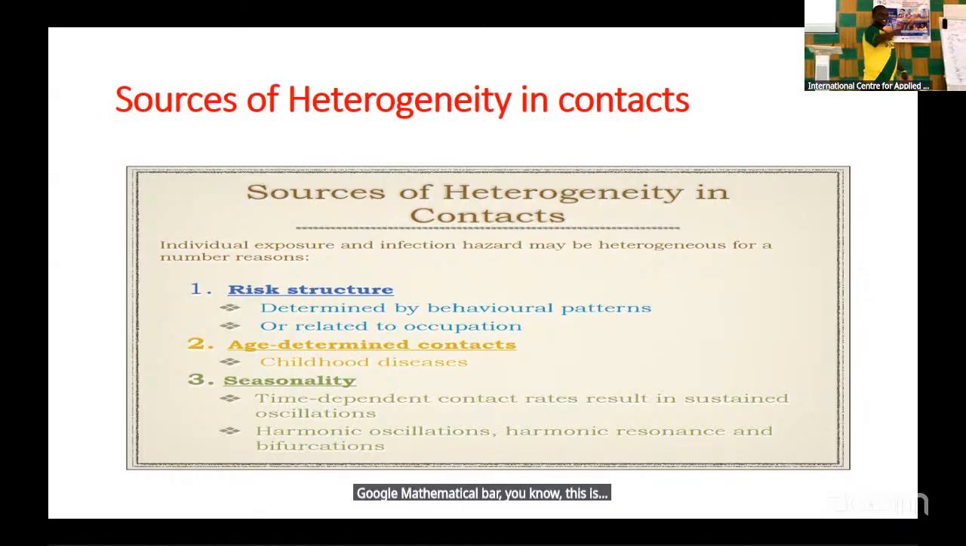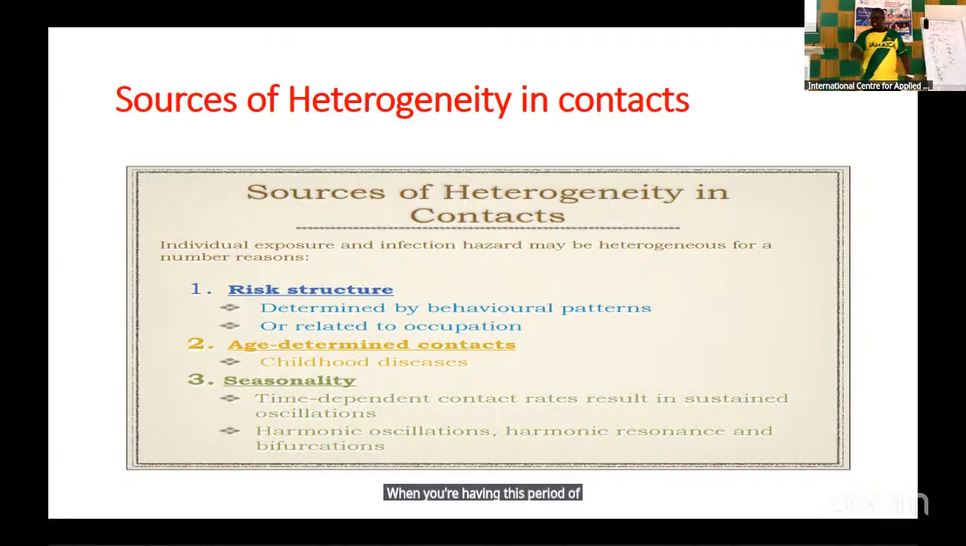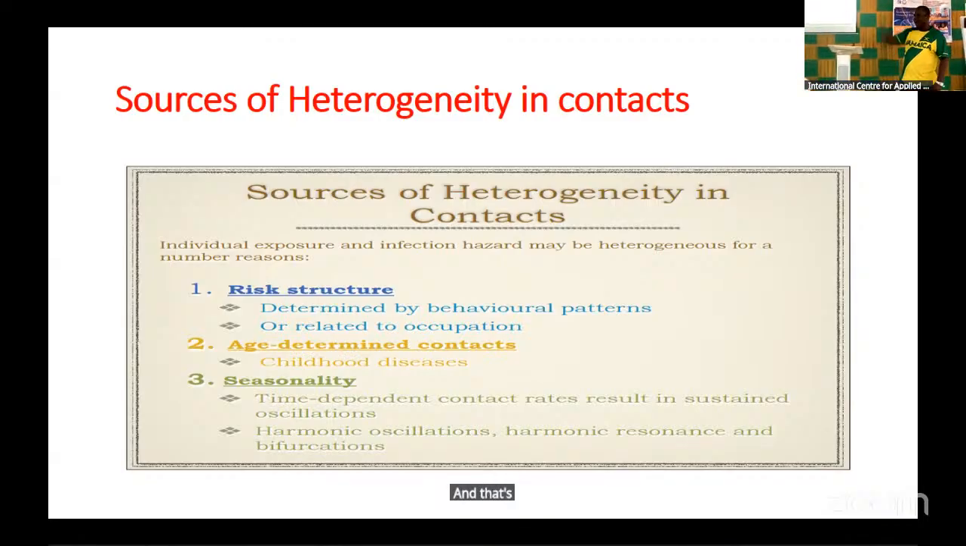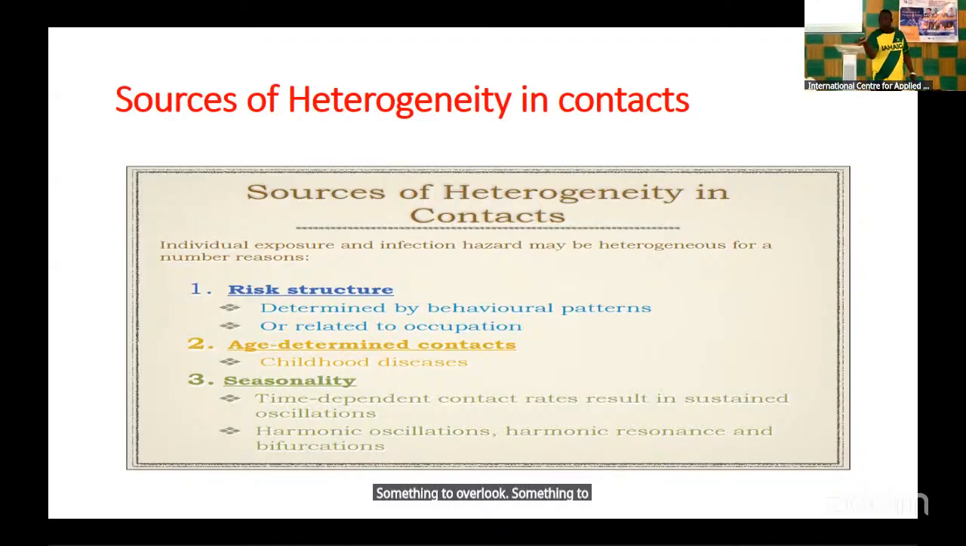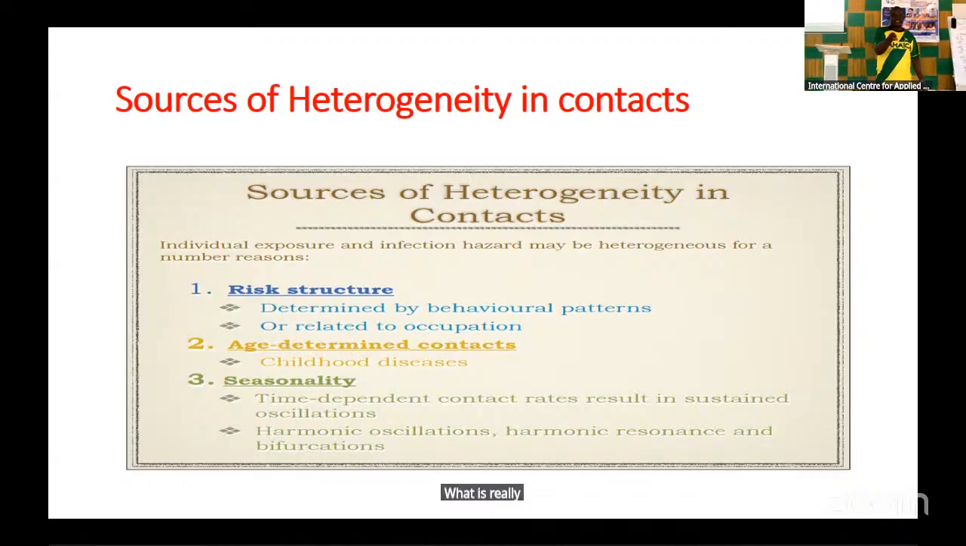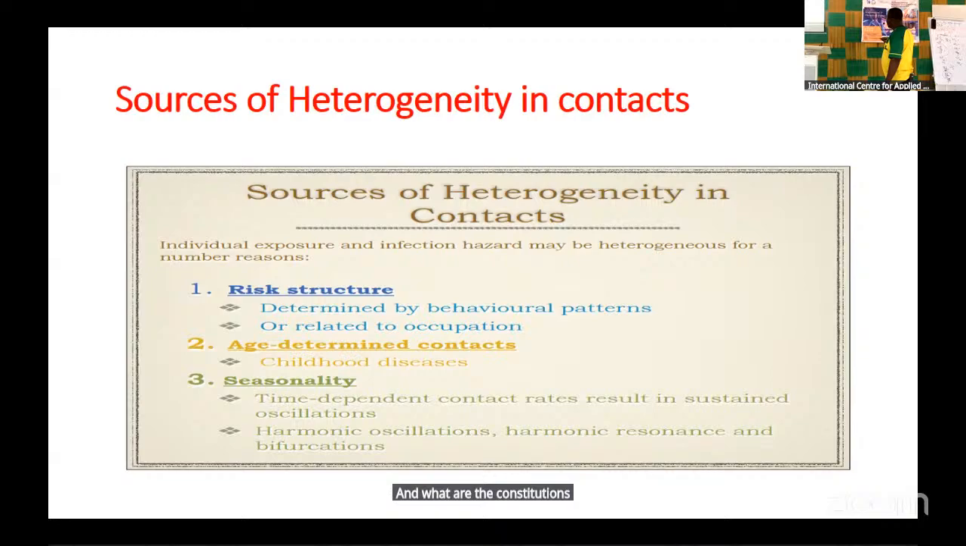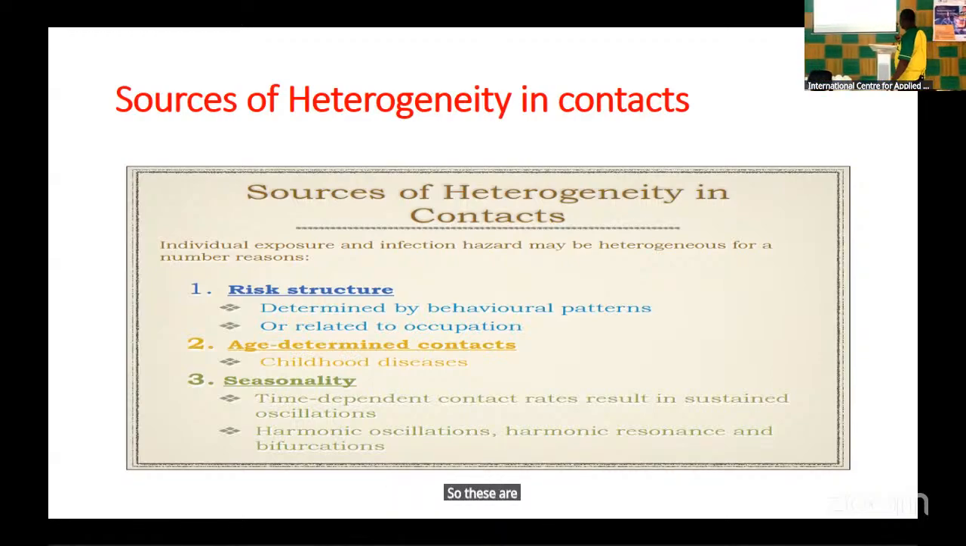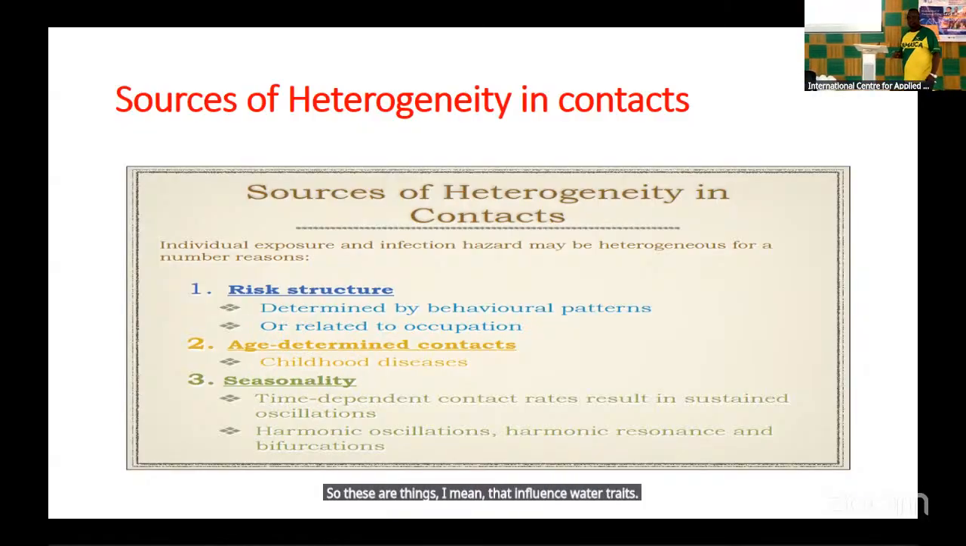So you are having this periodic oscillation in a model or in a pattern. It's not just something to overlook, it's something to pay attention to. What is really driving this? What is bringing this? Now, harmonic oscillations or harmonic resonance and bifurcations. These are things that can influence contact rates, right?